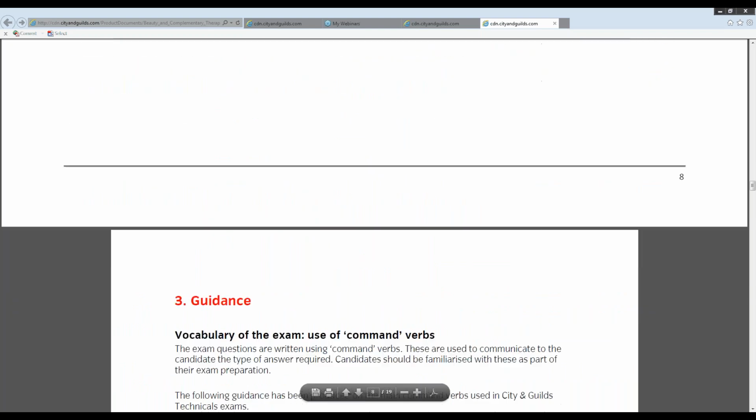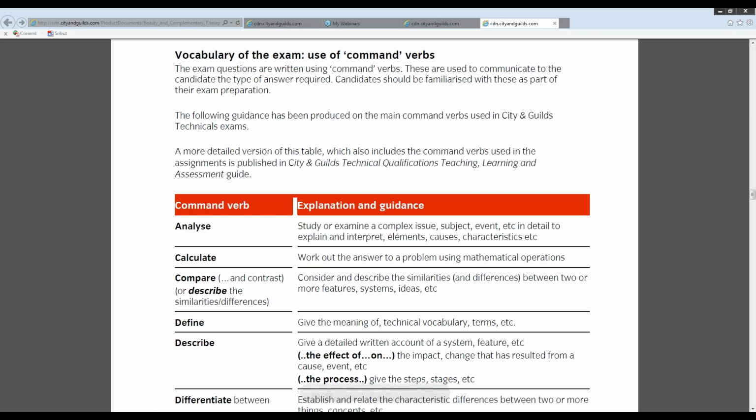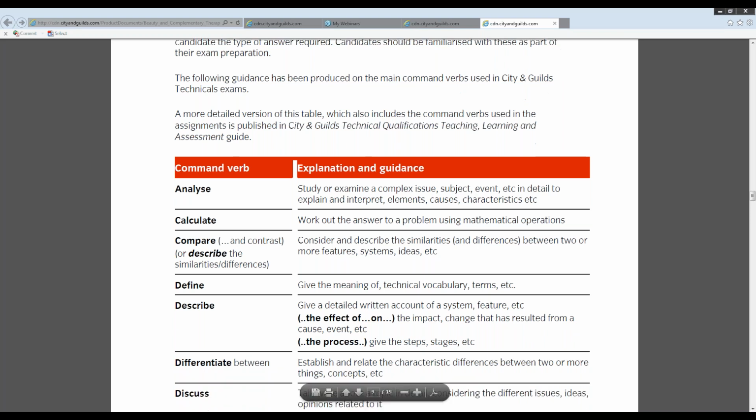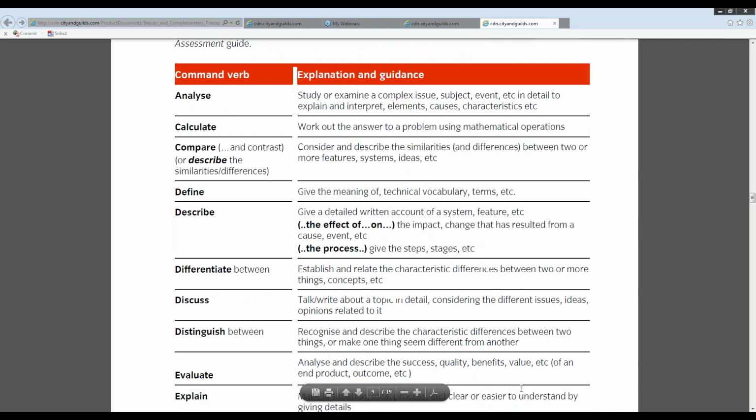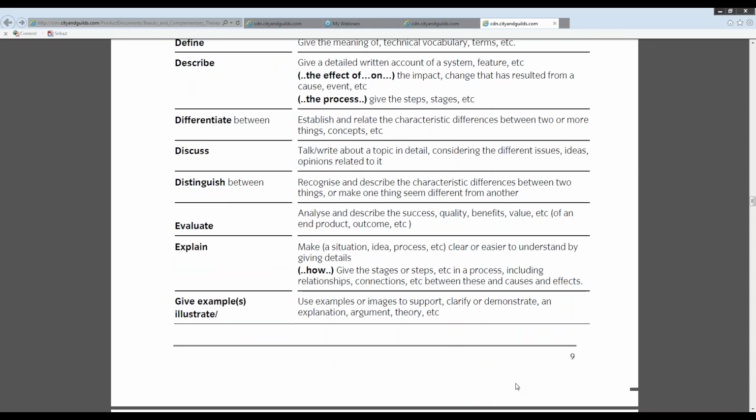So, preparing your learners. In that knowledge, you will have these types of command verbs. These are the types of things you need to start to talk to your learners about now. What do we mean by describe? What do we mean by compare? What do we mean by analyse? So in your theory lessons, these are the types of command verbs you need to start to be talking to your learners about. What do we mean by explain? What do we mean by evaluate?